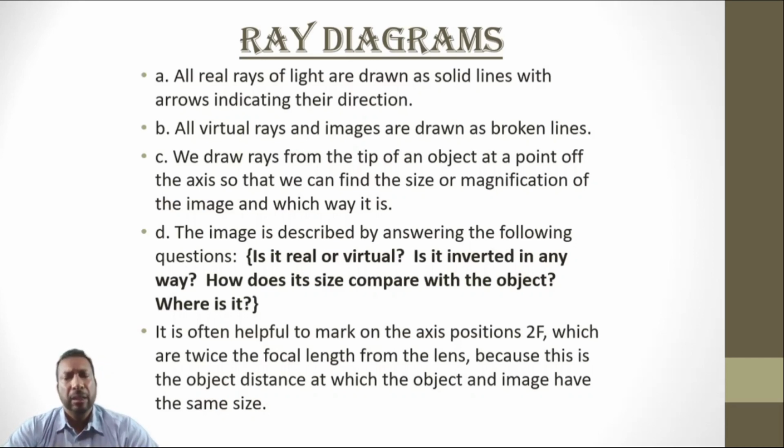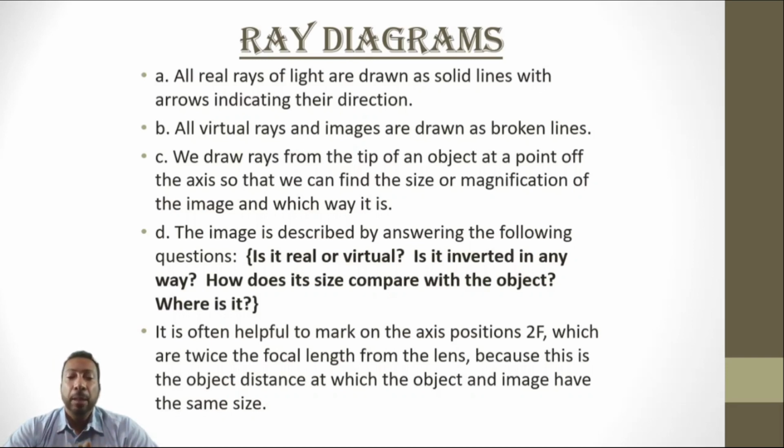And where is the image? Meaning, is it on opposite sides of the lens compared to the object? Or is it on the same side of the lens as compared to the object? It's sort of like a four-way test. It's not Rotary's four-way test, but it's a lens's four-way test.